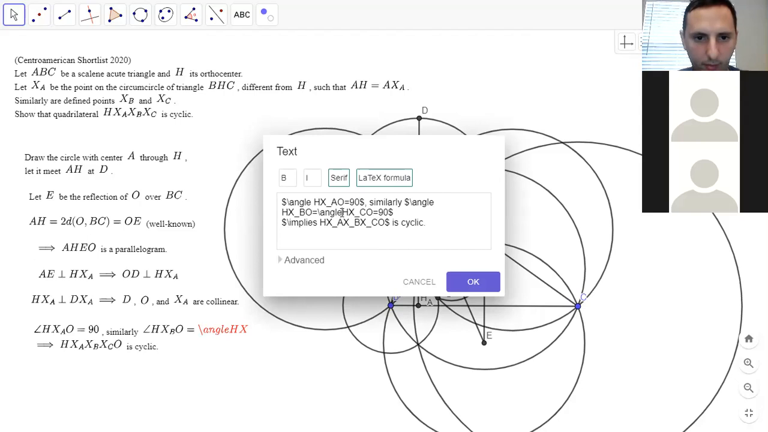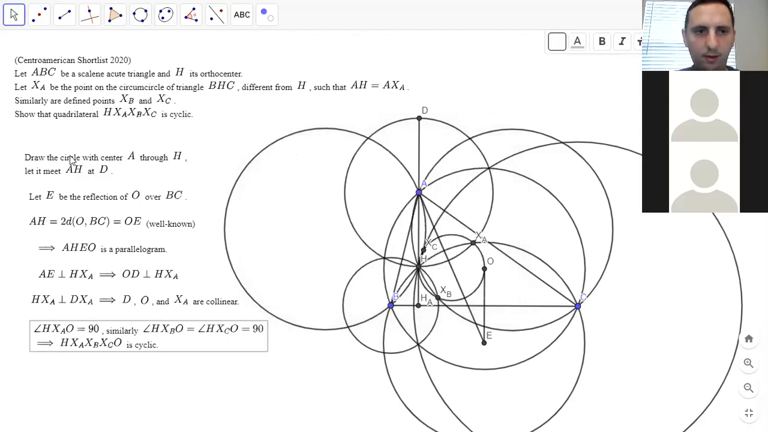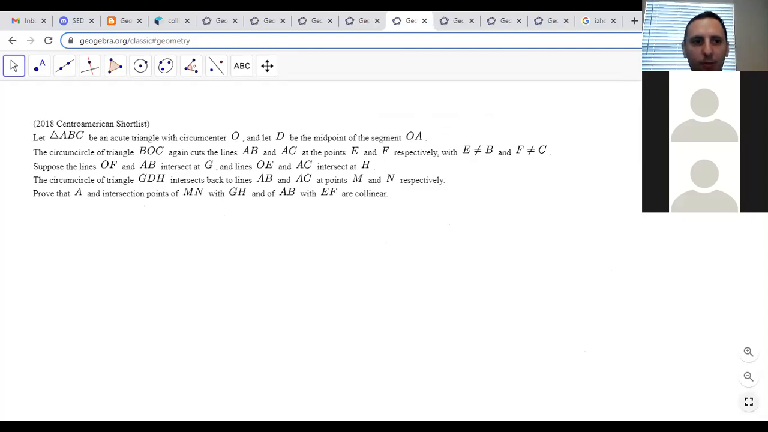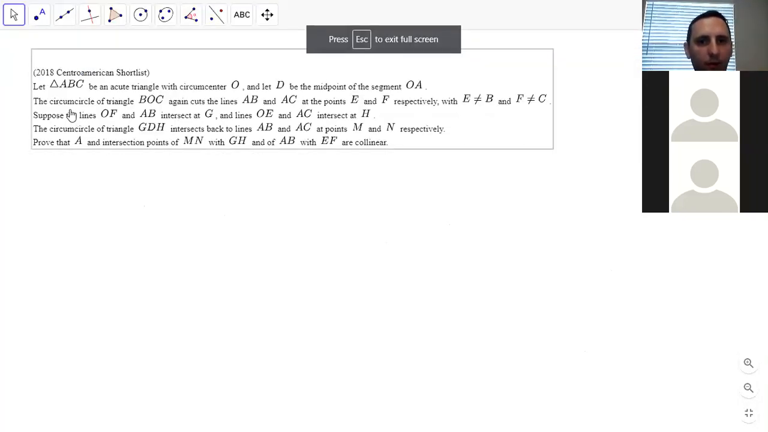Angle, oh, I need a space here. All right, I feel like the picture makes it look harder than it was. Okay, this one looks maybe a little harder, I'm not sure though.